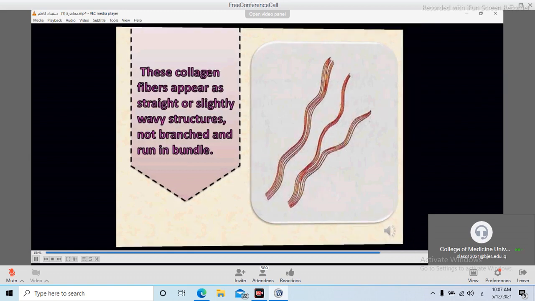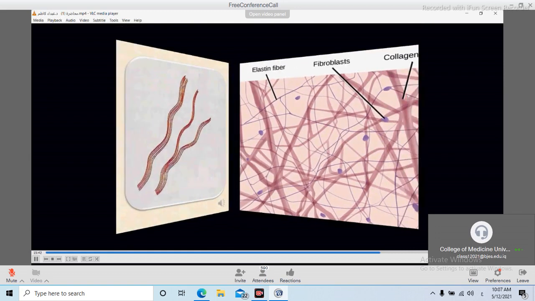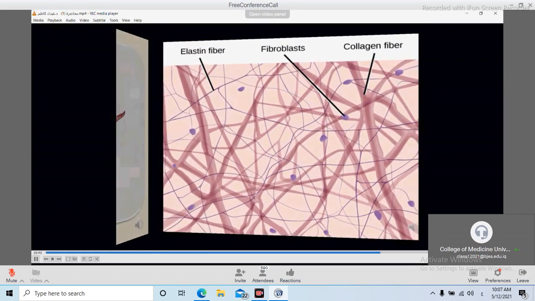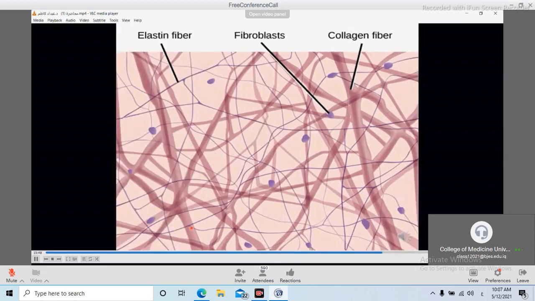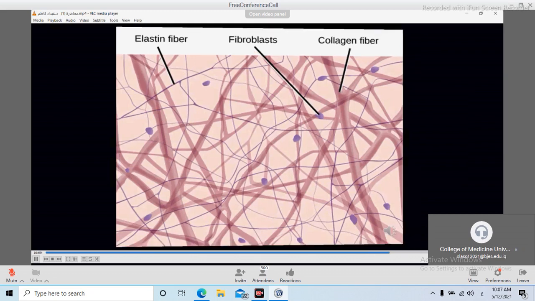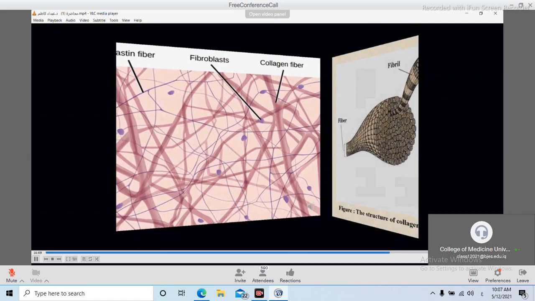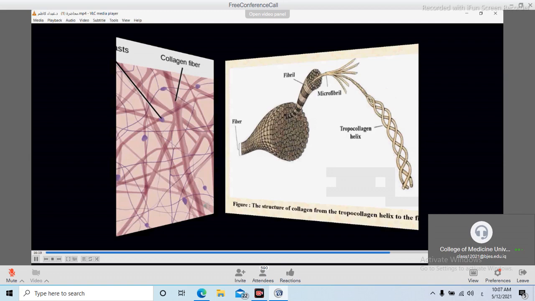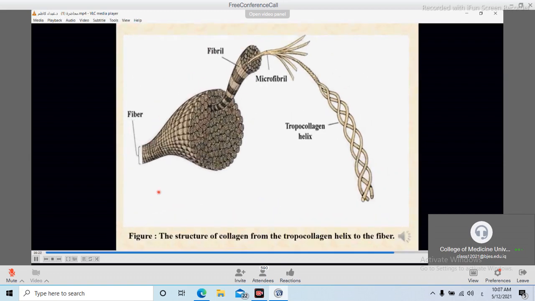ومثل ما نلاحظ في الصورة these collagen fibers نلاحظها usually found in bundles. These bundles, not branched, run straight or slightly wavy. Not branched, found in bundles. هذه هي الكولاجين fibers. Within a bundle, the collagen fibers are held together by a small amount of mucoprotein. إذا ترتبط الفايبرز مع بعضها بالبندل بوجود كمية من الميوكوبروتين.